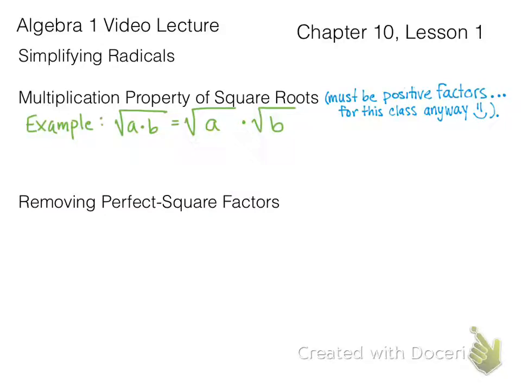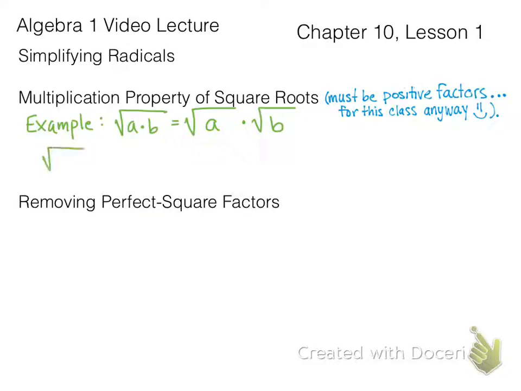So, multiplication property of square roots. If you can break up the radicand into two numbers that are multiplied together, you can then break them down even further. And just remember that radicands must be positive factors, for the case of this class anyway. We're not going to talk about i, so don't bring it up.